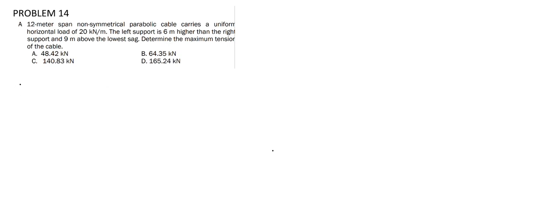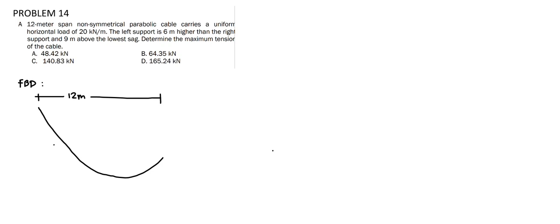Now, to solve this, we first construct our free body diagram. So using this description, we have the 12-meter span of non-symmetrical parabolic cable. So the overall length of this cable is equal to 12 meters. And it's carrying a horizontal load of 20 kilonewton per meter.